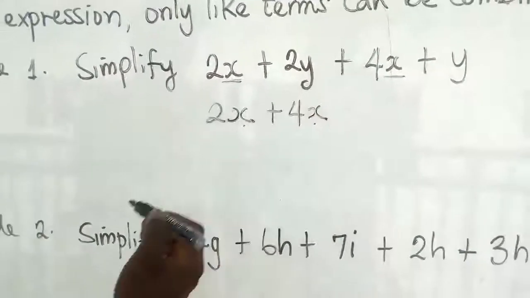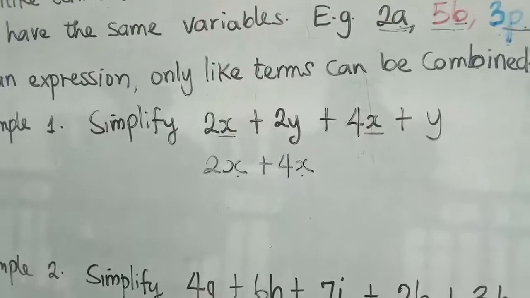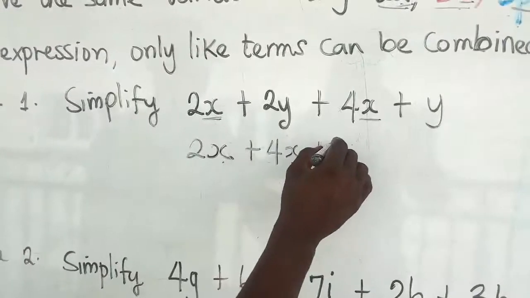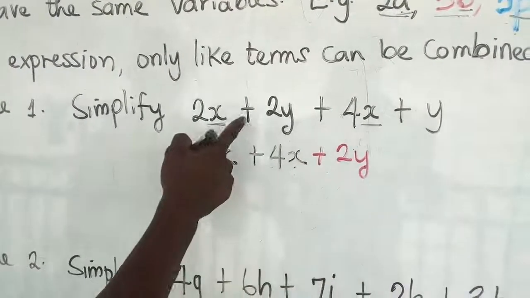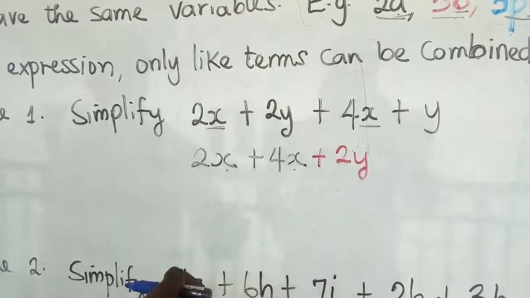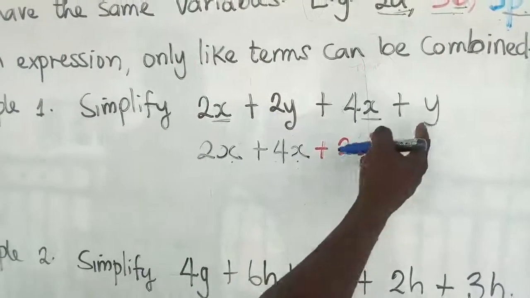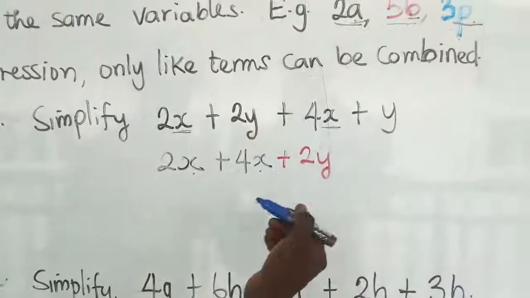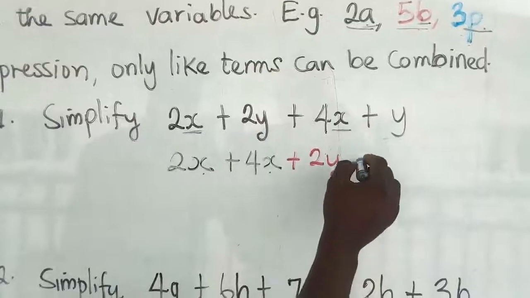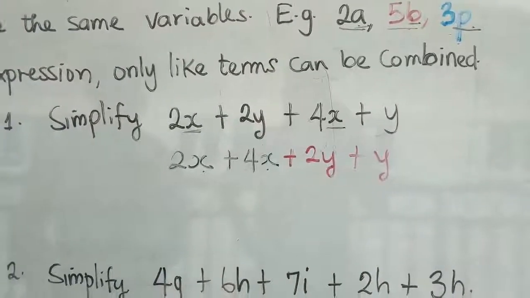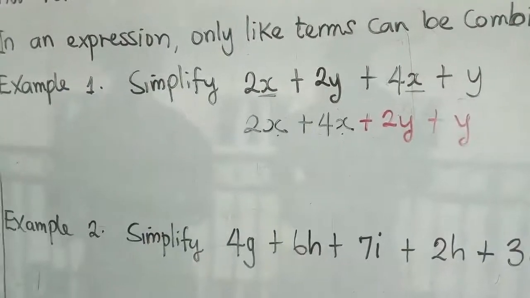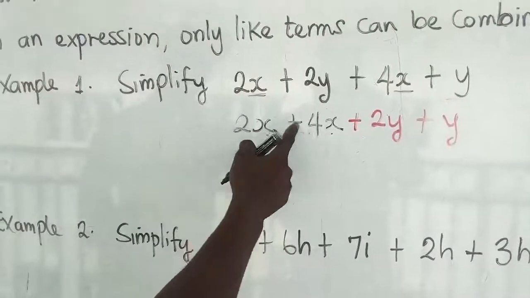Then the next one is y. Y is another variable. It's not the same thing as x. So you bring them together. Don't forget the coefficient is plus 2. Whatever the coefficient is, it goes with the sign. Plus 2y. And the next term here that has the same variable is y, and it is plus y. Now we have two different terms that we can combine. 2x plus 4x.